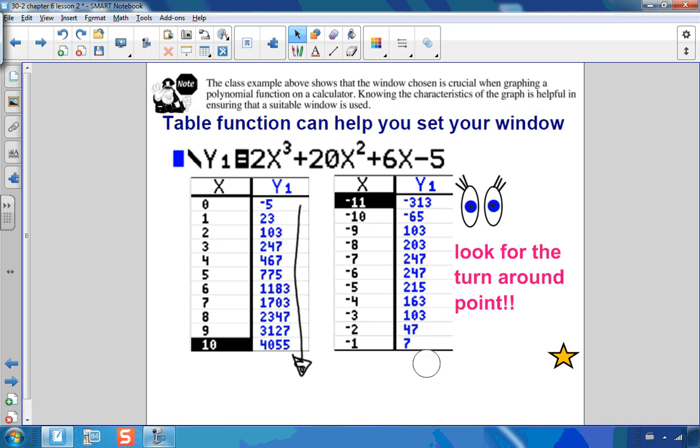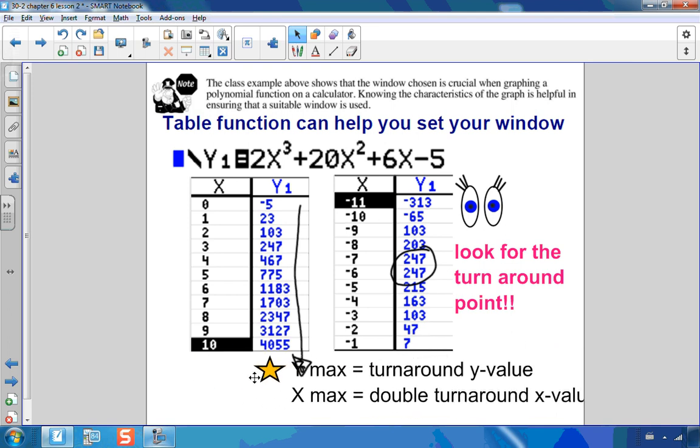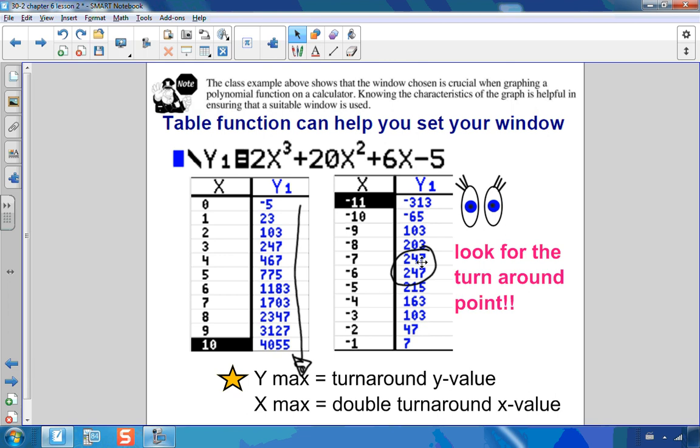Okay, so I'm going to look for that area that I have a turnaround point. So see here how I'm coming up 247, 247, and then I go back down. So these ones here I'm increasing, and then at this point here I'm decreasing. Okay, so that turnaround point is going to help me set my window setting, because what I'm going to do is I'm going to have my y max value be my turnaround value. So I know that my maximum value would be 247. And then I know that my x value for my window setting would just be double the turnaround value.